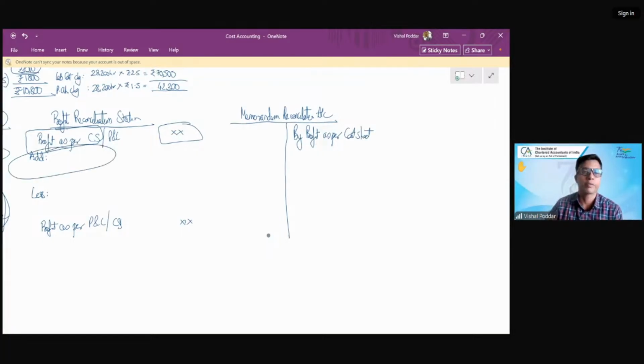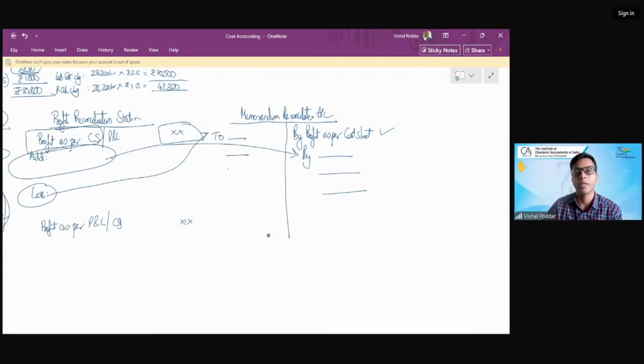Now, whatever you have identified as the differences which are to be added, you have to put it on the credit side by whatever are the names of differences. So automatically it will get added in cost sheet profit, and whatever you have identified as to be subtracted, you'll put it on the debit side by writing 2 and the names. So automatically these items will get subtracted from the profit as per cost sheet. And then the balance which you are going to be left with is your profit as per the other records. So automatically it will be the profit as per P&L.